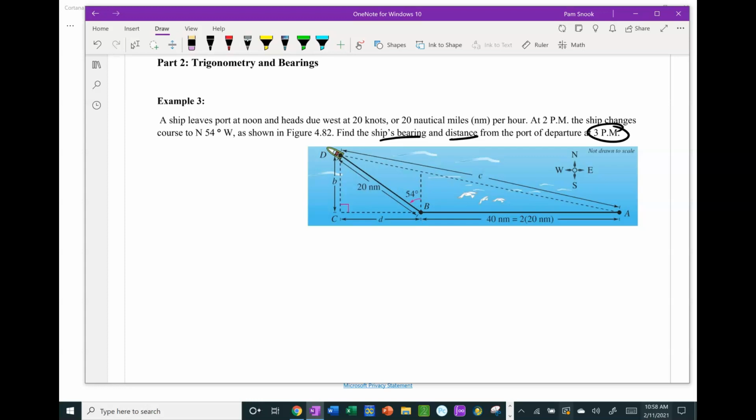So the first thing I need to do is figure out little b, little c, and little d. Once I have those, little c gives me my distance. And then once I have little b and little d, I can easily figure out this angle in here, theta. And that's going to give me the answer for my distance and my bearing. So first, let's get little b and little d. So right in here I have 54 degrees. I know this is a right angle. So therefore, my angle in here is going to be 90 minus 54.